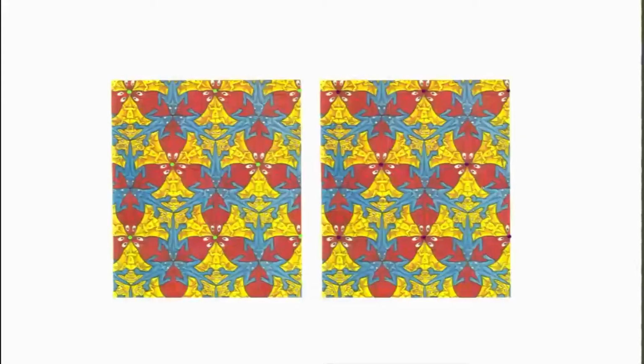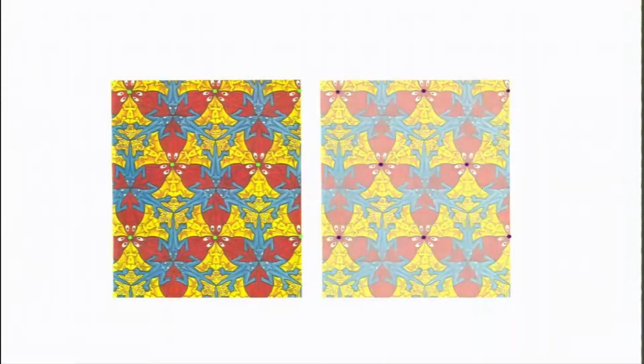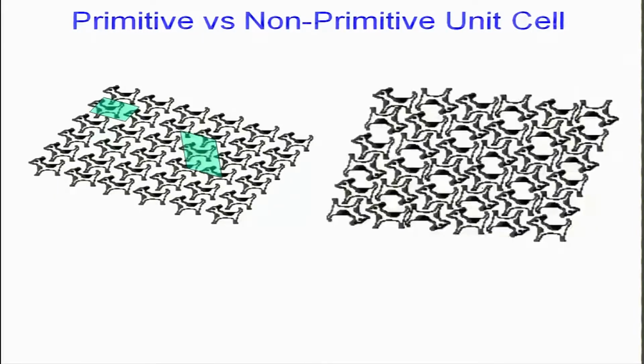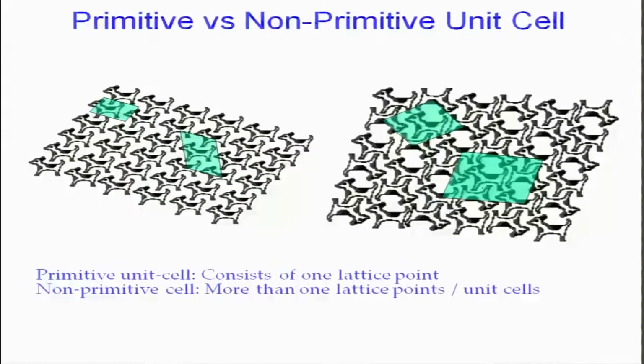So this is just an illustration of what the lattice could be. If I remove the pattern from there, this is how it will look. So I was talking about primitive and non-primitive unit cells. Basically, this is the definition of a primitive unit cell: a primitive unit cell consists of one lattice point.